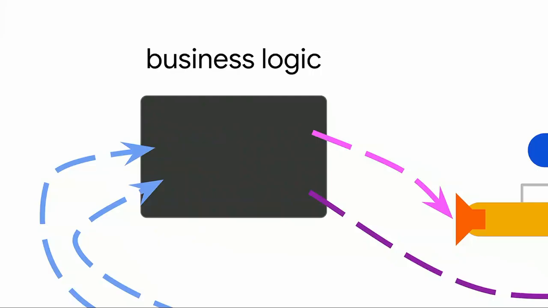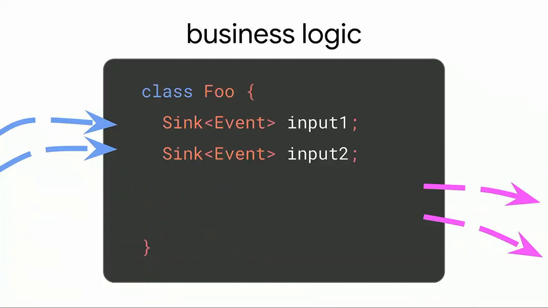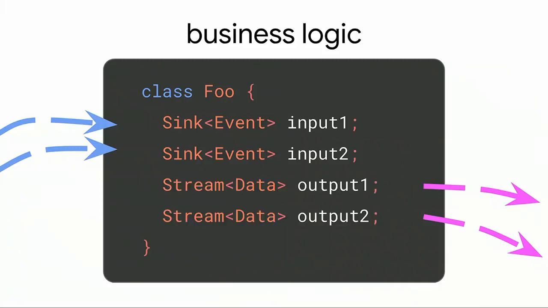So let's have a closer look. We have streams as inputs, streams as outputs. How would that look in Dart? Well, we would have an object that has sinks of events as inputs. A sink is the equivalent of the input of a stream. You put things into it, and then you can listen to it on the other end. And then there's a stream of data as output. So pretty simple.